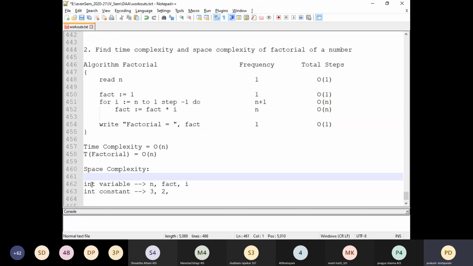So first, initially, we were looking into the variables. And basically here we can see that there are only integer variables. So we just wrote the number of integer variables and its name. So we have 3 variables. We have a n, whose value can change. We have a fact whose value can change, right? And we also have a I whose value again can change. That means those 3 are the variables. And pretty simple, since these are integers, it requires 3 into 2 bytes of data. That is totally 6 bytes.